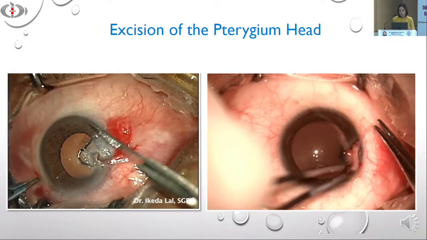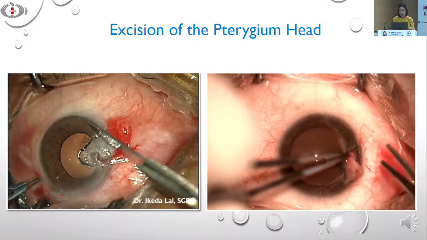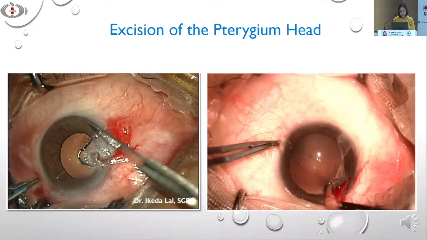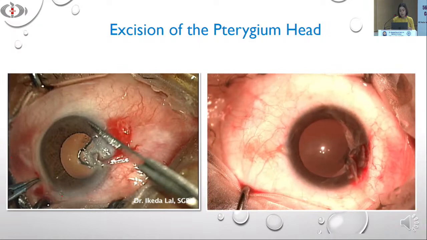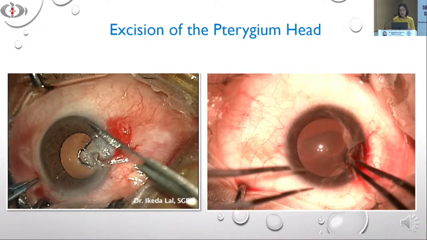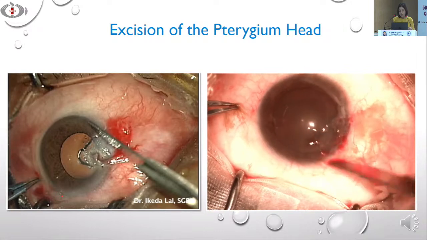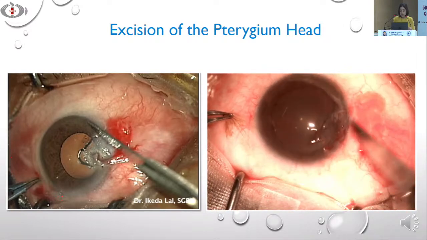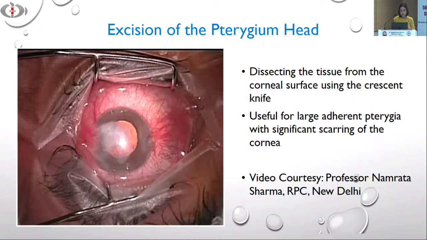And in the second video here, first we have gone ahead and undermined the neck of the pterygium and subsequently freed the head of the pterygium so that we have free tissue here, and then stripped it again using two sharp tooth forceps, which helps in giving some traction. And then we again subsequently clear off any remnant pterygium tissue.